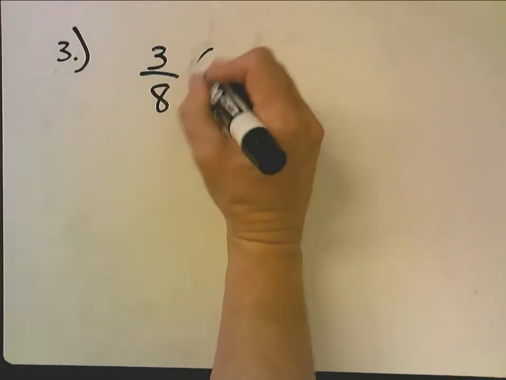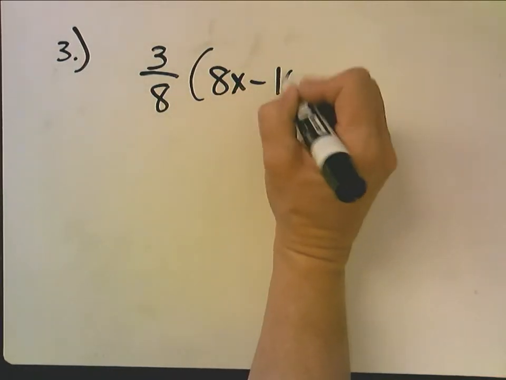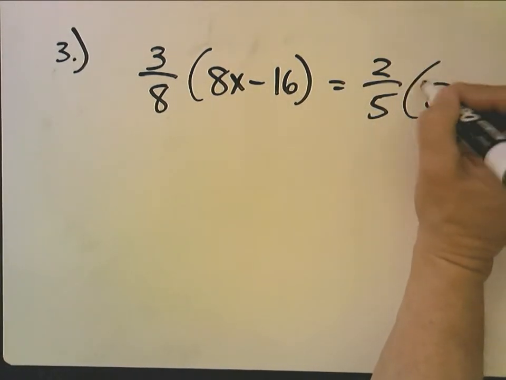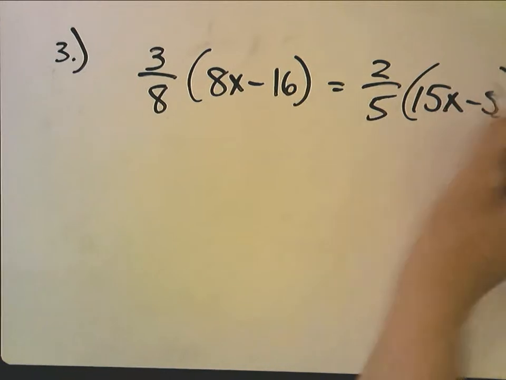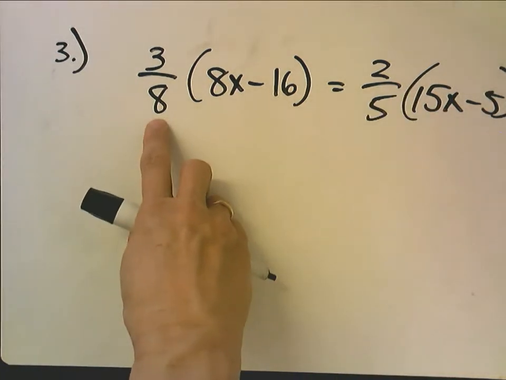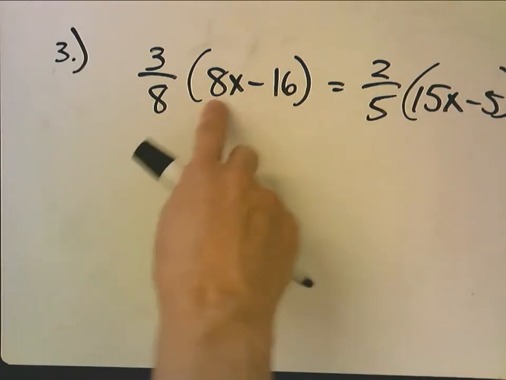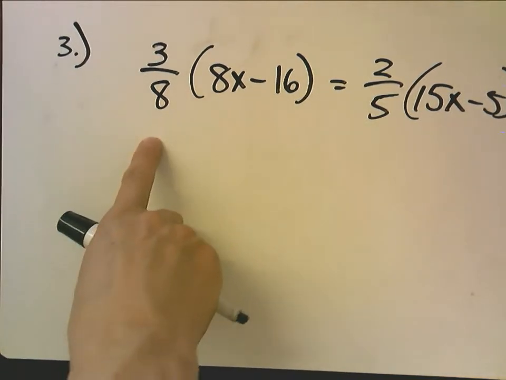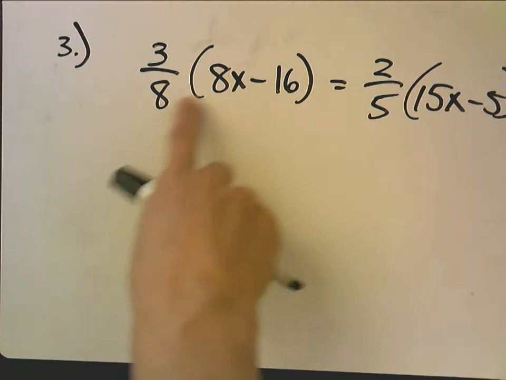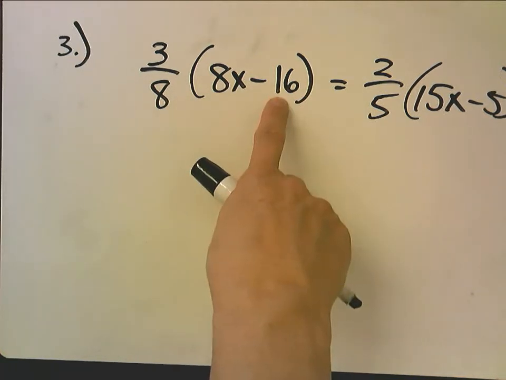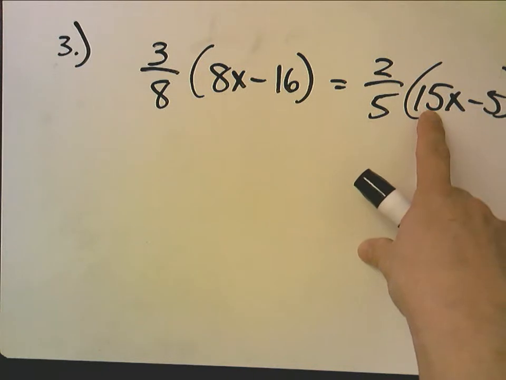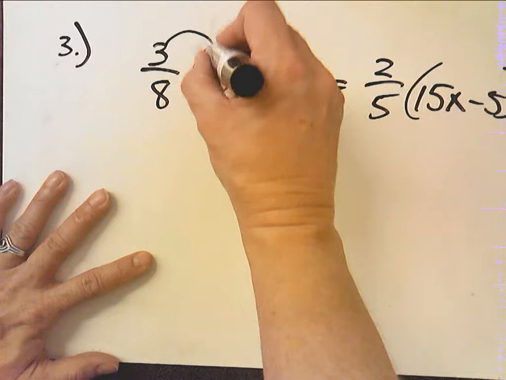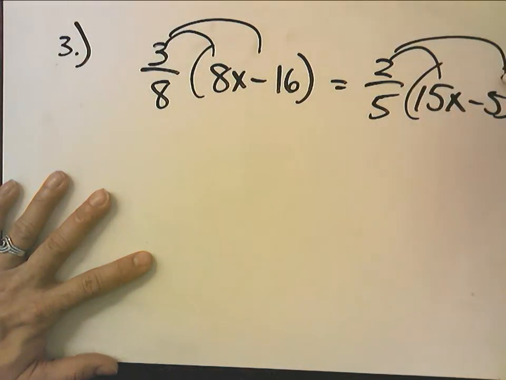Now, in this case, by distributing, I'm going to get rid of my fractions. How do I know that? I know that because I look at the denominator. If these numbers are multiples of the denominator, by distributing, you will clear it of fractions. So 8 times 1 is 8, 8 times 2 is 16, 5 times 3 is 15, 5 times 1 is 5. So I know I should distribute in this case.